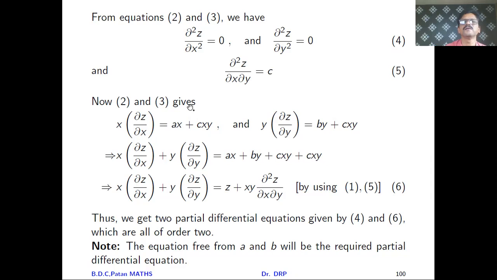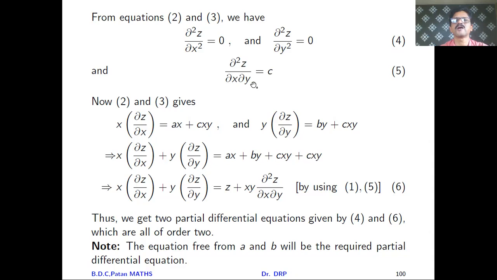So from 2 and 3 we get x ∂z/∂x equal to ax plus cxy, and y ∂z/∂y equal to by plus cxy. And what you have to do is take the addition of these two. So x ∂z/∂x plus y ∂z/∂y equals ax plus by plus 2cxy, that is, z plus xy ∂²z/∂x∂y.